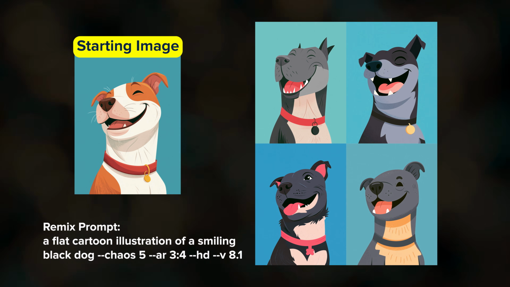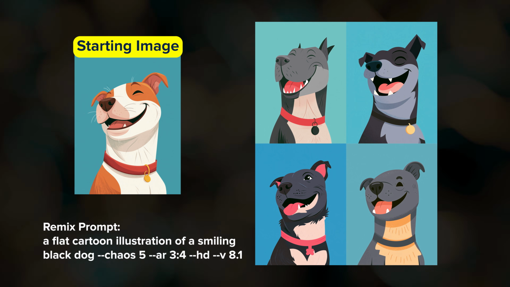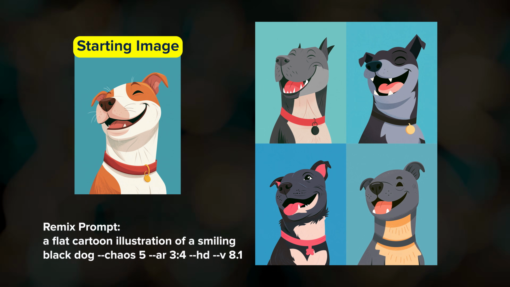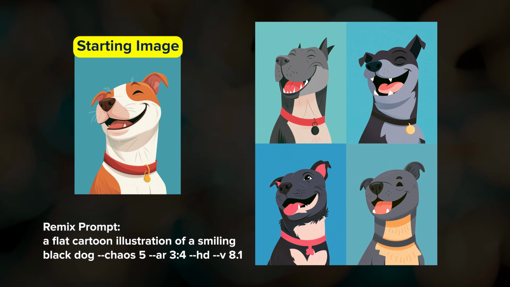And here are the results. The overall image structure stayed the same. We have the same pose and composition, but by just adding the word black to the prompt, the dog begins changing colors. And this is why Remix Subtle is so powerful and why I'm making this video.